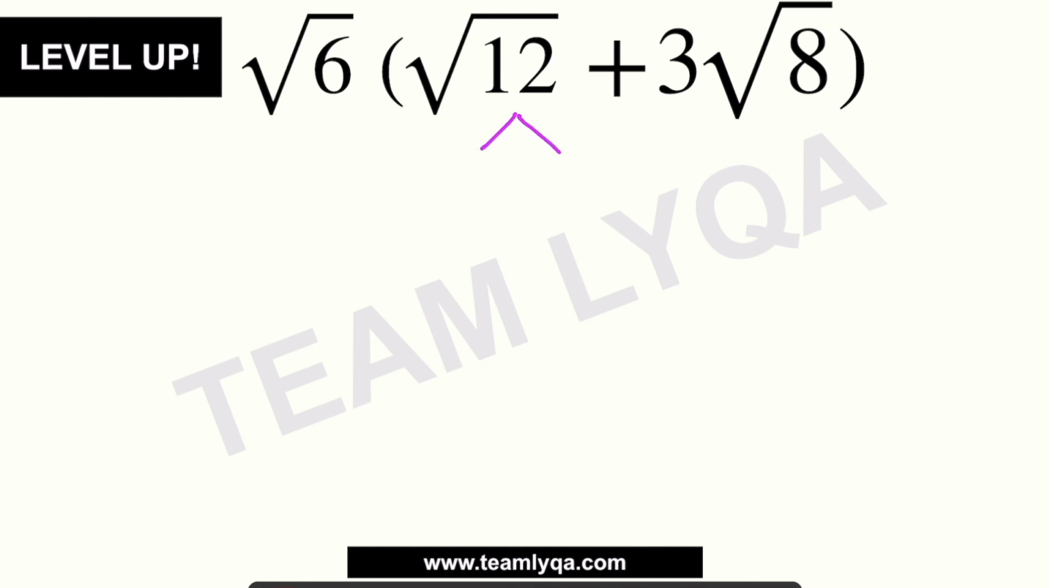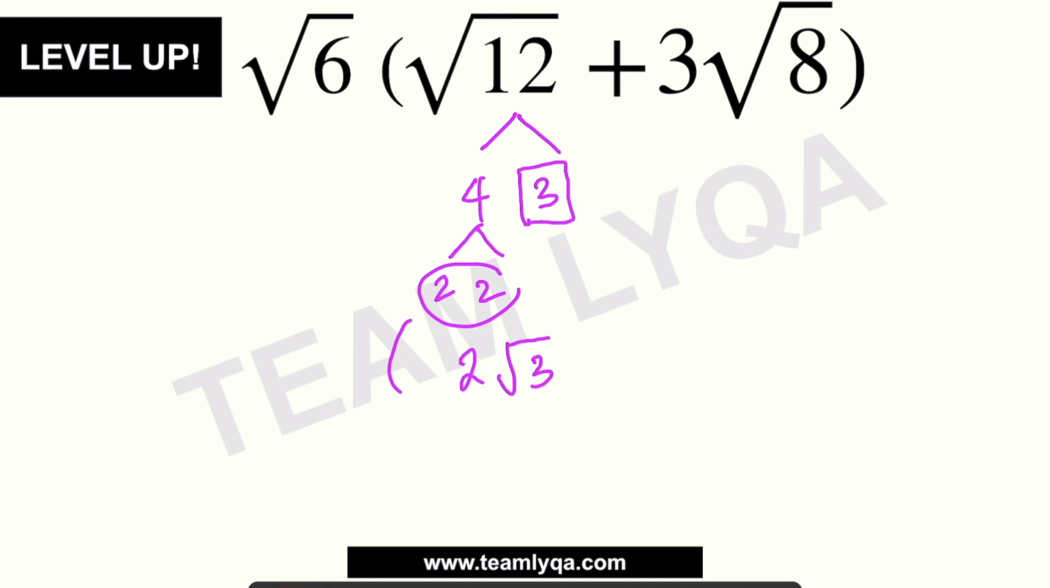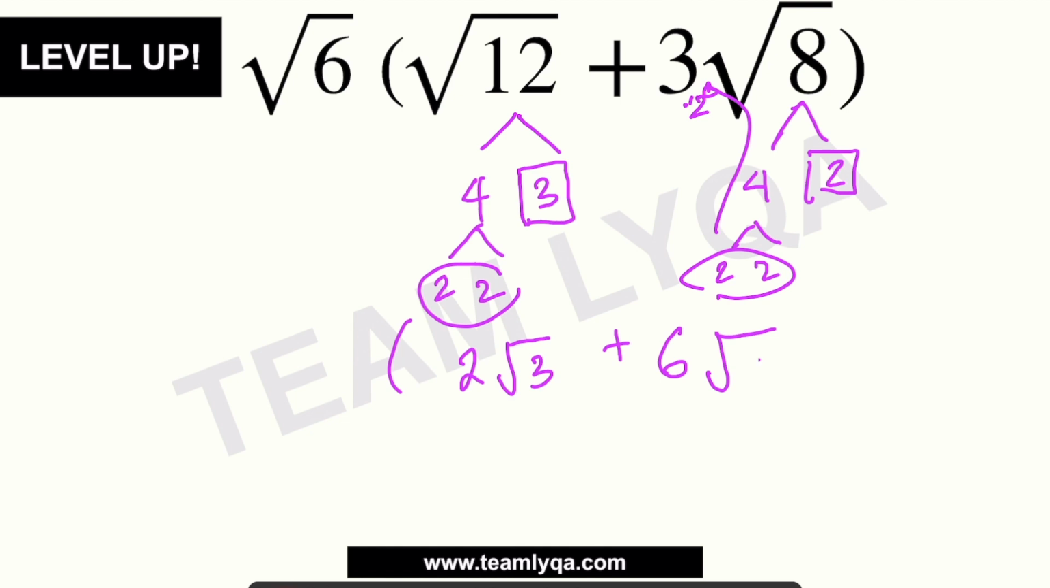So, here, I have 4 and 3. Ang 4 ay 2 and 2. So, ibig sabihin, pwede ko itong pagsamahin. Pwede ko ito i-rewrite as 2 square root of 3, kasi yun yung naiwan sa loob. Plus, and then here, yung 8 kasi is 4 and 2. Ang 4 ay 2 and 2. So, again, pwede ko siyang ilabas. So, tatabi siya dun sa 3. 3 times 2 is 6. Square root of yung natitira which is 2.